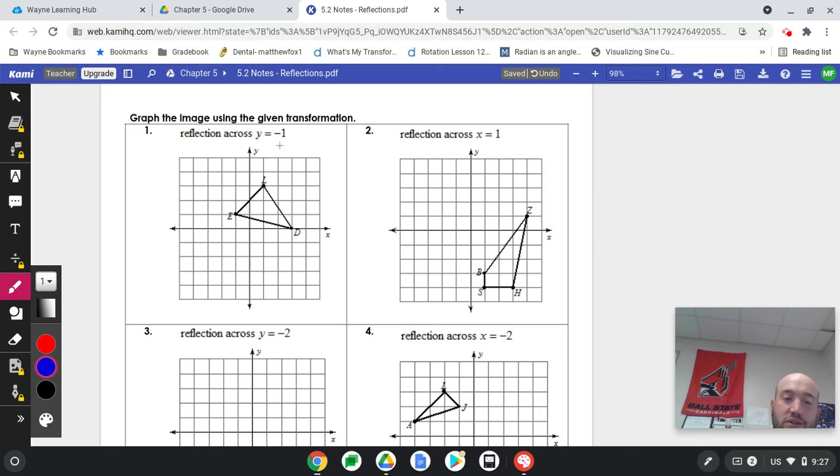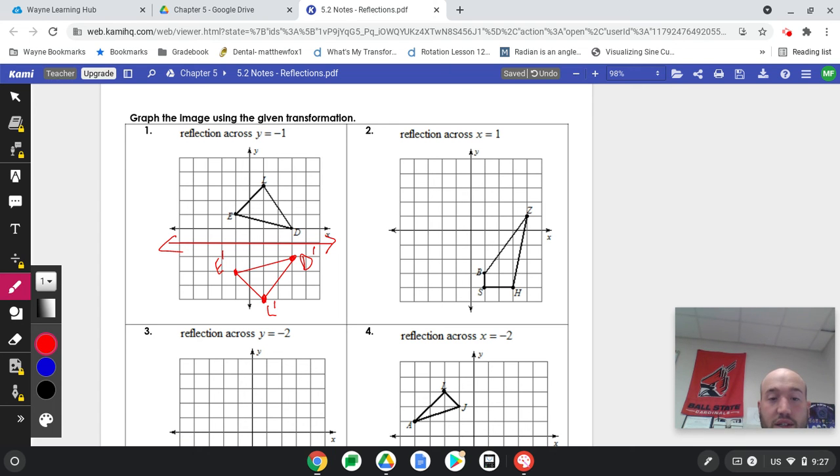Reflecting across y equals -1. So we go through the y-axis at -1. I'll do this in red. The y-axis here at -1, it's going to cut right there. So how far is E away? 1, 2, so 1, 2 past, and that is E prime. L is 1, 2, 3, 4, so 1, 2, 3, 4, L prime. And D is 1 away, so 1 past, that is D prime. Connect our dots, and we are done.